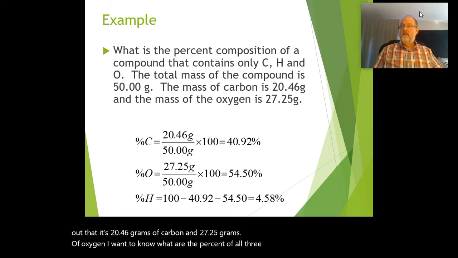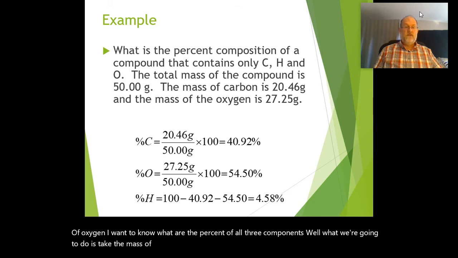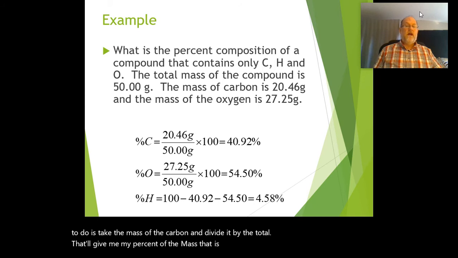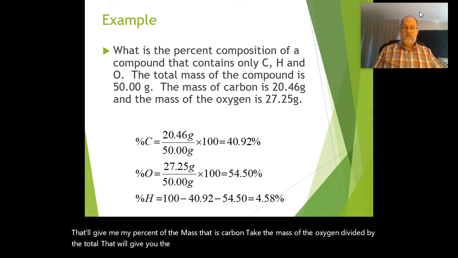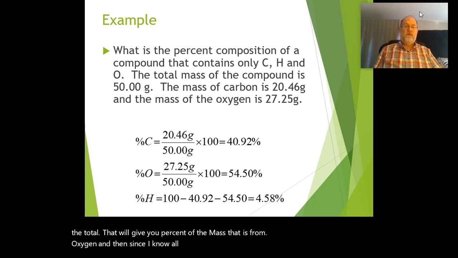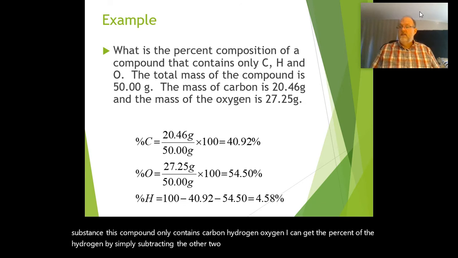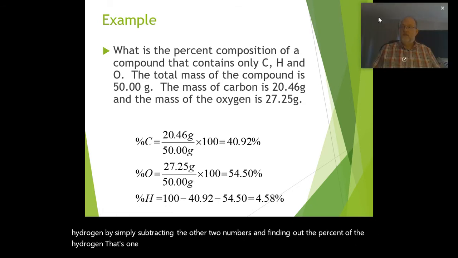What we're going to do is take the mass of the carbon and divide it by the total. That'll give me the percent of the mass that is carbon. Take the mass of the oxygen, divide it by the total. That will give me the percent of the mass that is oxygen. And then, since I know all the masses have to add up to 100, and this compound only contains carbon, hydrogen, and oxygen, I can get the percent of the hydrogen by simply subtracting the other two. That's one way that you can get percent composition.